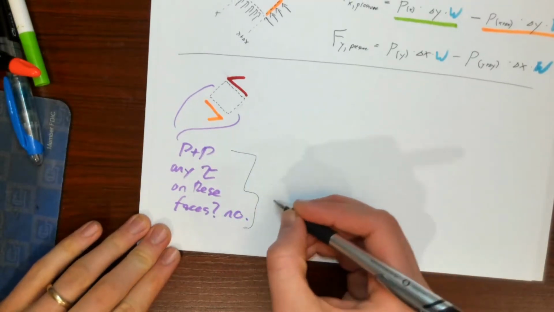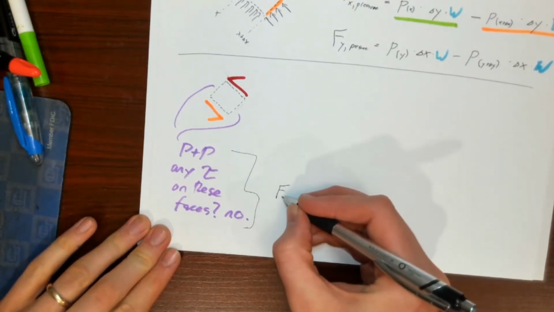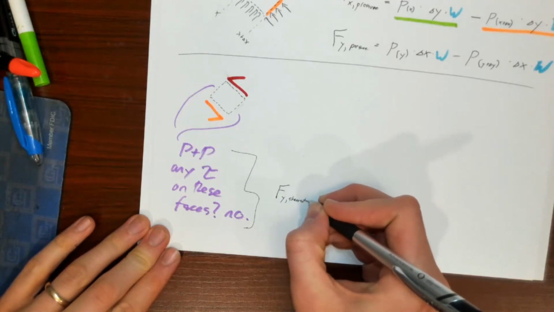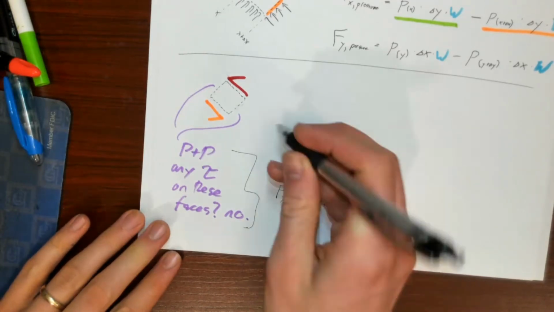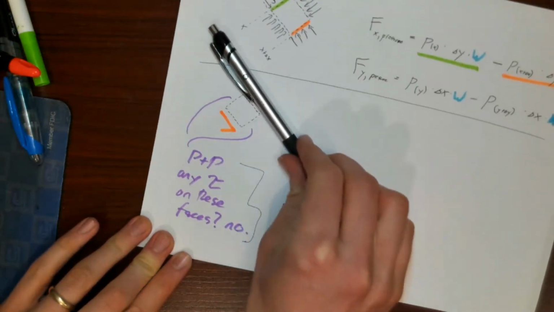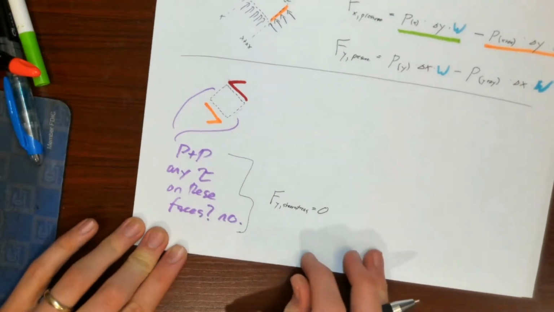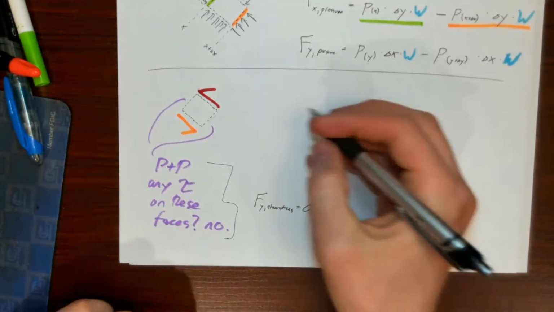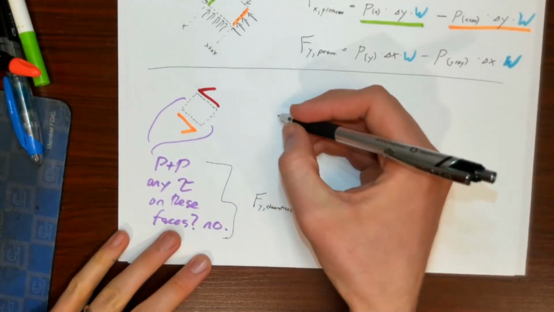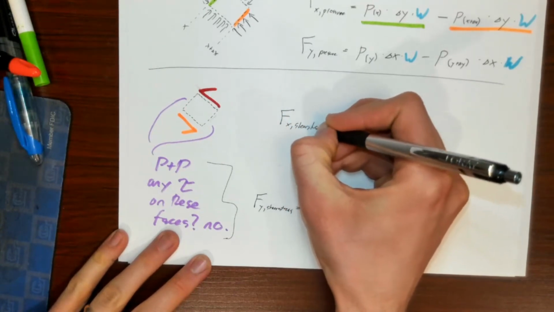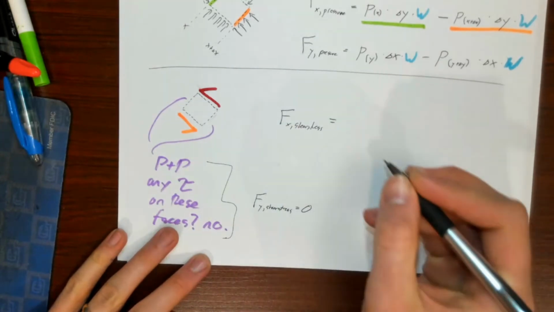Well, the implication of this is that the force in y due to shear stress is going to be equal to 0, because the shear stress on these faces can only act in the x direction. So that basically means there's no y force due to shear stress. And we can formulate our x force due to shear stress as follows.